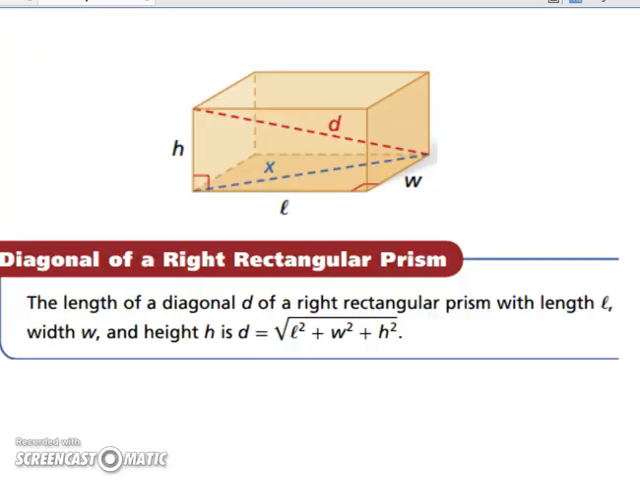All right. Well, let's look at the diagonal of a right rectangular prism. So that's when you go from one corner of the box, in this case the upper left-hand corner in front, to the bottom right-hand corner in the back. So that's the diagonal of your figure here. Well, the formula you can use is D equals the square root of L squared plus W squared plus H squared. Let's try using it.